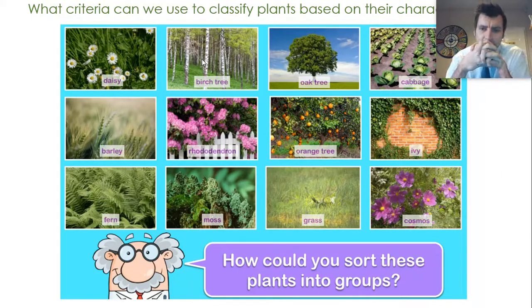Which ones would you link together? Which ones would you put in the same group? Which ones would you classify together? So pause while you think about that. See if you can see which ones I come up with.